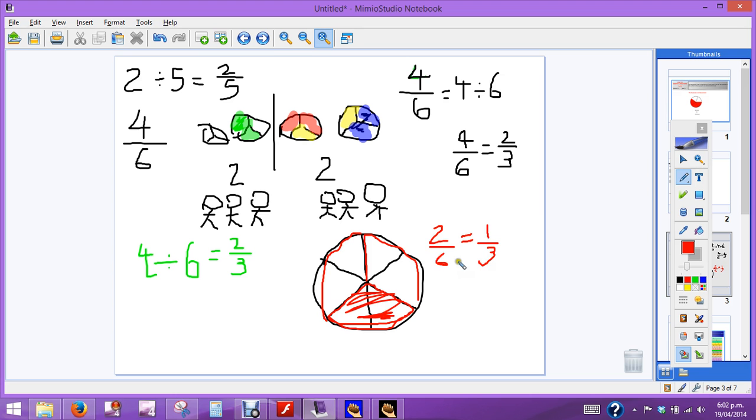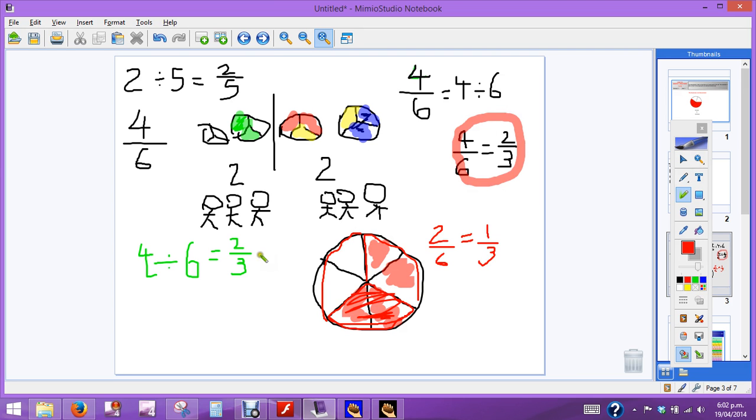Okay, and 4/6. So we need to colour on a further 2 of these. 1, 2, 3, 4/6. Looks like 2/3 of this whole cookie anyway. We're leaving a third behind. 4/6 is equal to 2/3.